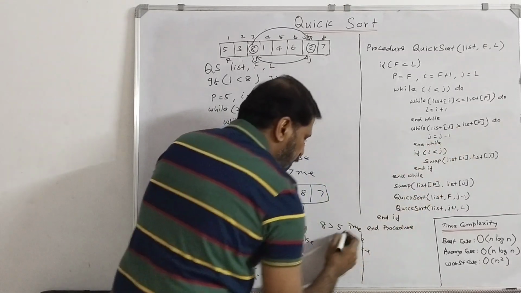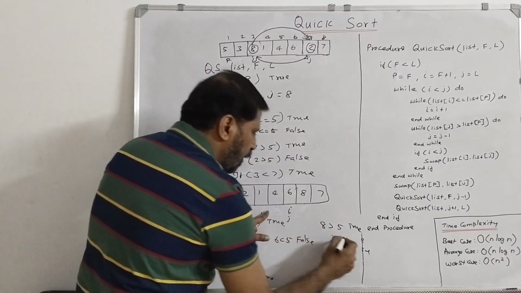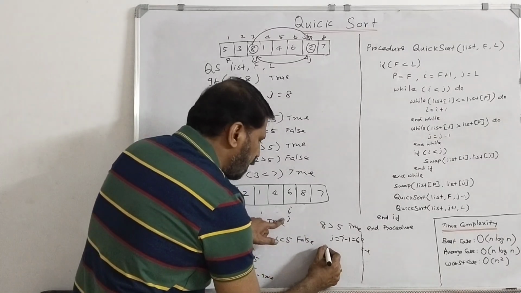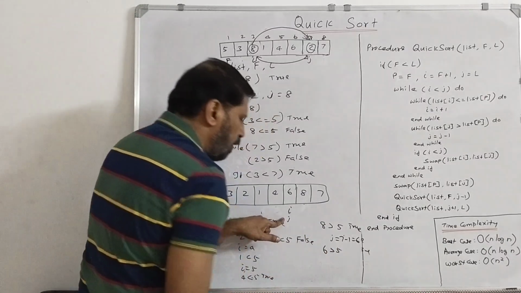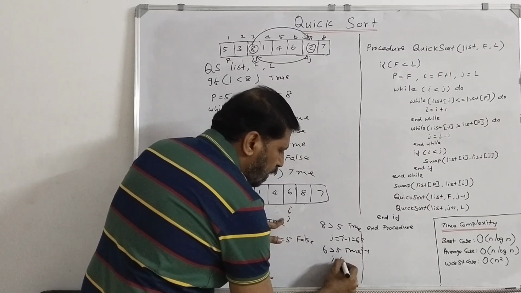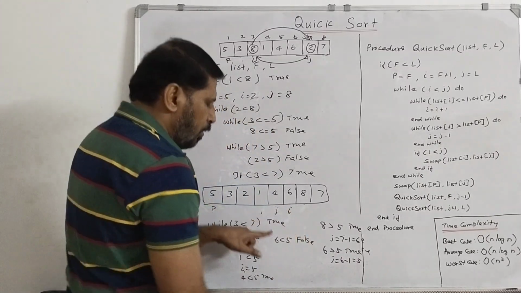So true means j equal to j minus 1. J's previous value is 7, and 7 minus 1 is 6. Once again we check 6 is greater than 5. Condition true. True means j minus 1. J's previous value is 6, 6 minus 1 is 5. So j comes here to the fifth position.